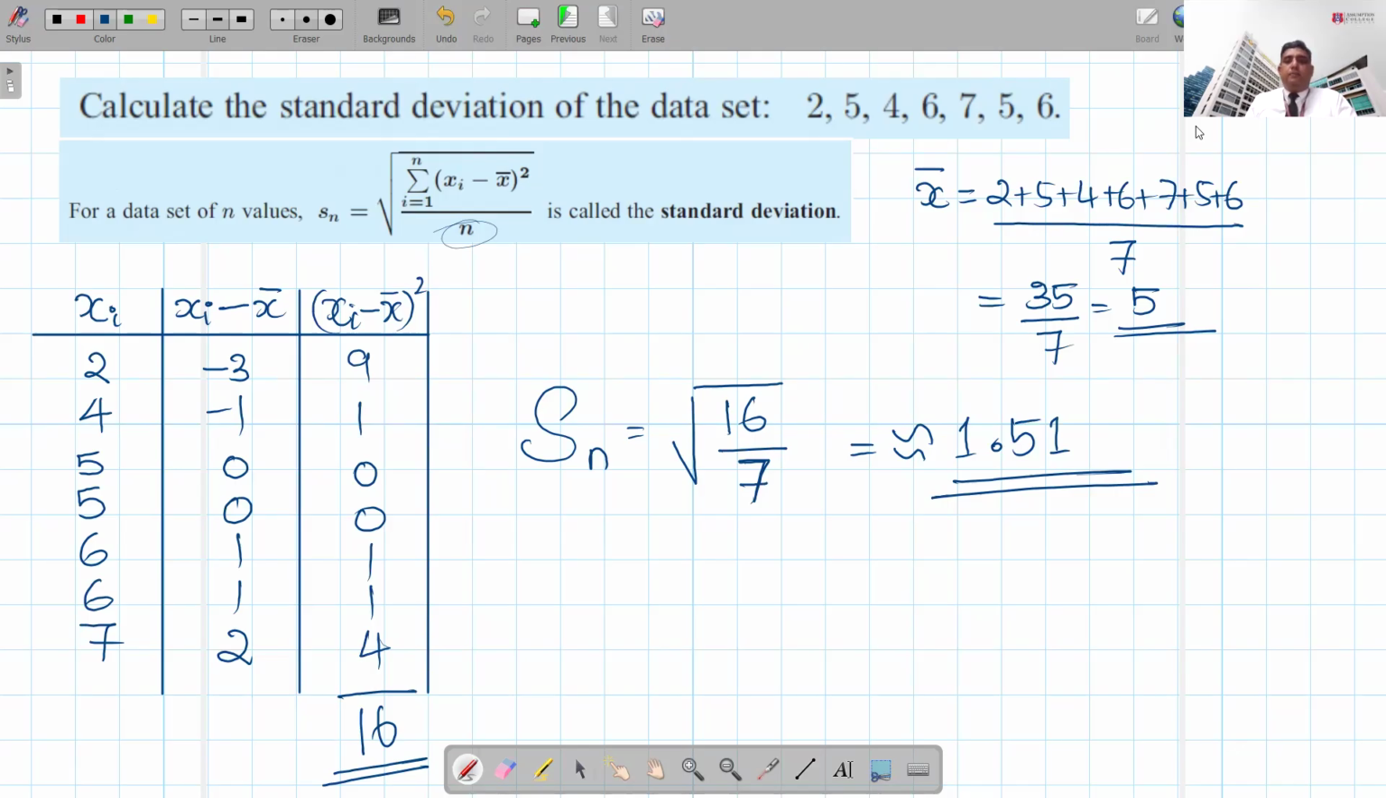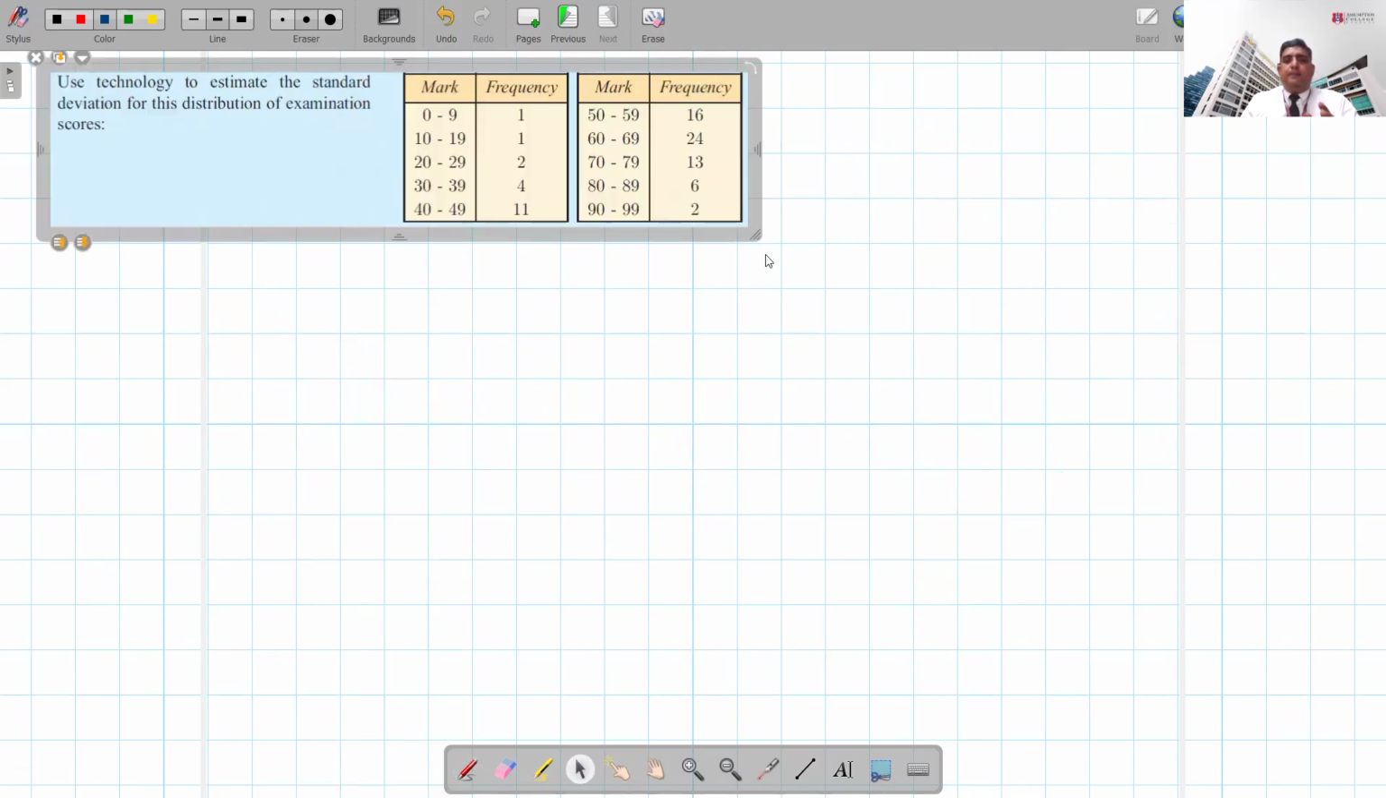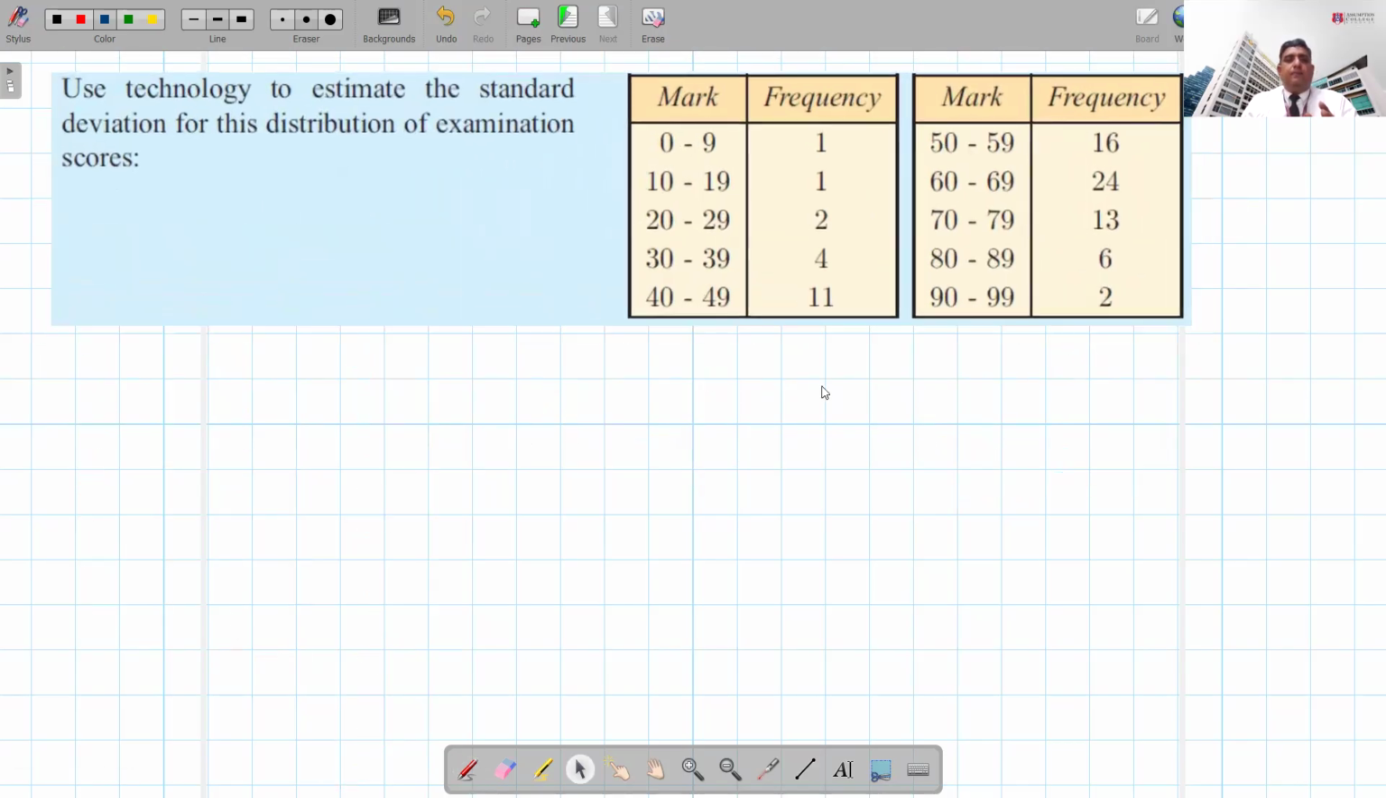All right, now, if you have learned how to use your calculator, I would suggest you use your calculator to estimate the standard deviation for this distribution of examination scores. So the range of the score and the frequency is given here. So please use this.